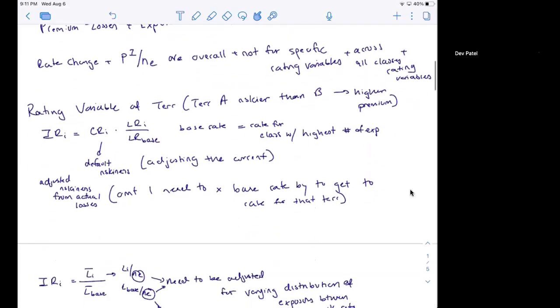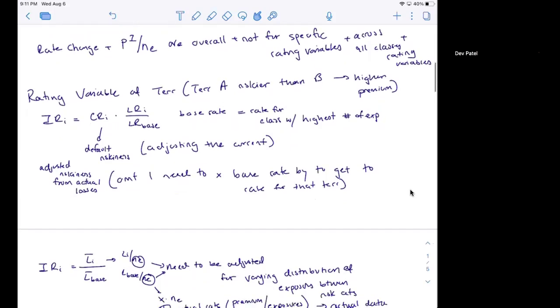And then that indicated relativity is the actual adjustment we would make to our base class for the other classes, right? So for class A, we would multiply that by indicated relativity for class A, given that B is the base class.